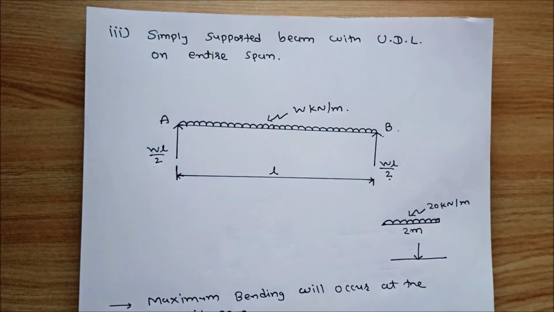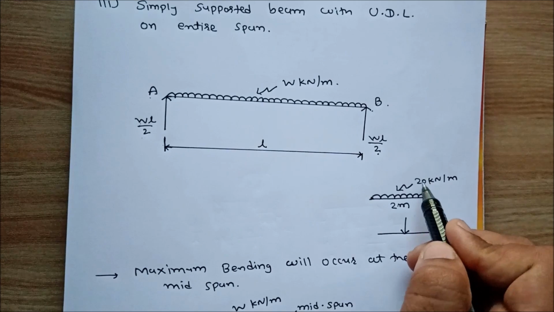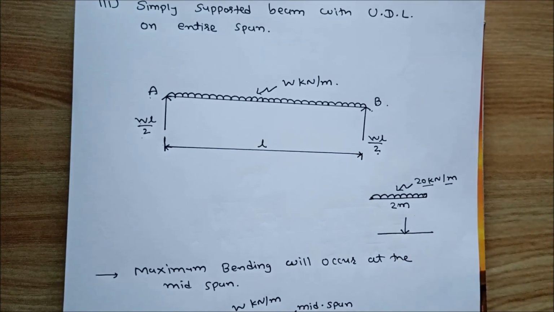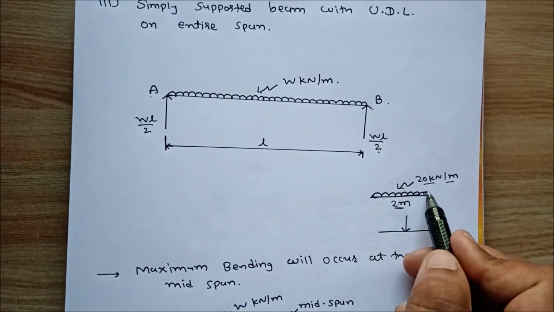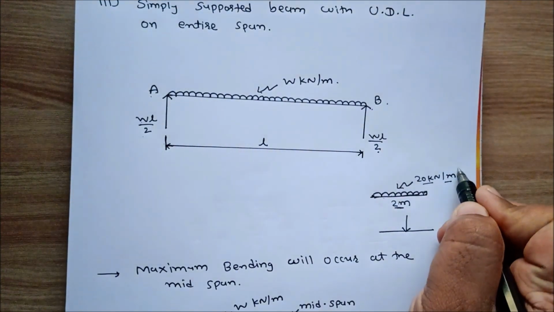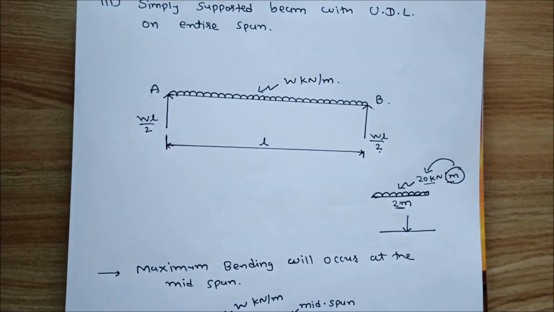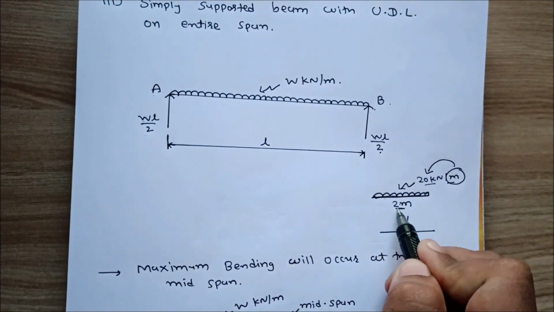Here we find maximum bending moment for simply supported beam with UDL on entire span. So what is the meaning of UDL? UDL means uniformly distributed load. For example, there is one UDL, uniformly distributed load, that value is given 20 kilonewton per meter. This UDL is acting on the length, that is 2 meter. What is the meaning of UDL? In 1 meter, load acting, that is 20 kilonewton. So total length, that is given 2 meter.